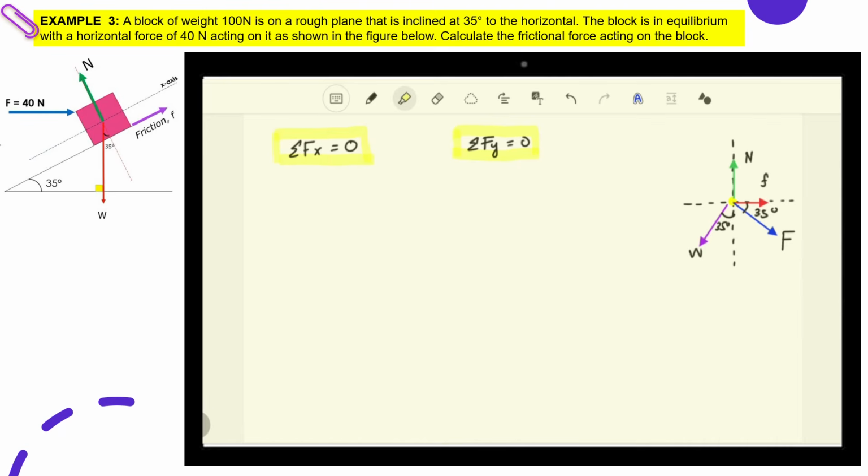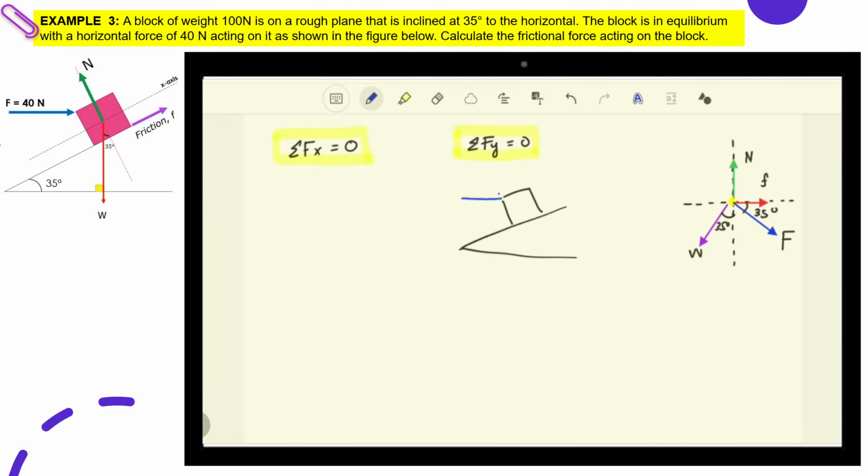There is a horizontal force of 40 Newton acting on it as shown in the figure below. We want to calculate the frictional force acting on the block. If you look at the diagram, we have 40 Newton. Macam mana gambarnya asalnya? Okay, macam ini kan? Sekejap. Okay, kita ada plane. Okay, so we have an external force.